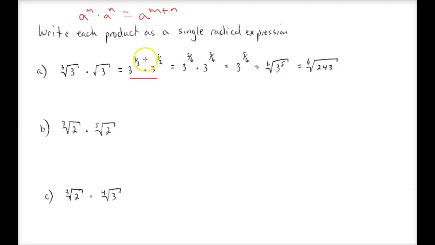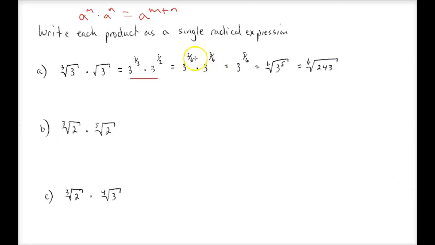Okay, realizing that we can add the exponents here, in other words, we could rewrite this as 3 raised to the 1/3 plus 1/2, like that. But we know that we're going to have to find a common denominator. What I did here in this example is anticipated that and just changed 1/3 to 2/6 and 1/2 to 3/6. Okay, so that's where all that comes from.